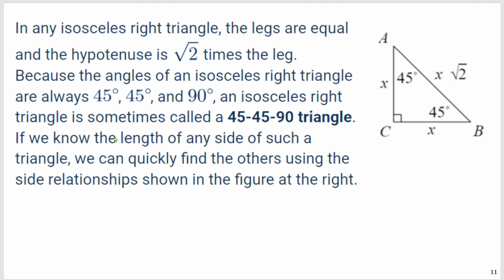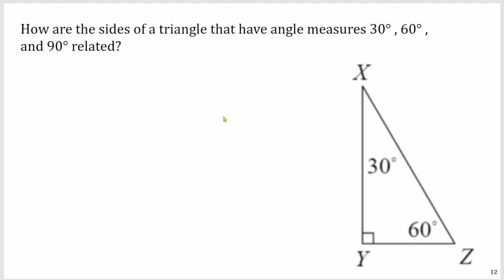Okay, and this is one of the two special right triangles we're looking at. Next, let's have a look at another special right triangle, in which we have 30, 60, and 90 degrees internal angles. So how are the sides of a triangle that has angle measures 30, 60, and 90 related? For example, if the length YZ is x, what is XY and what is XZ?